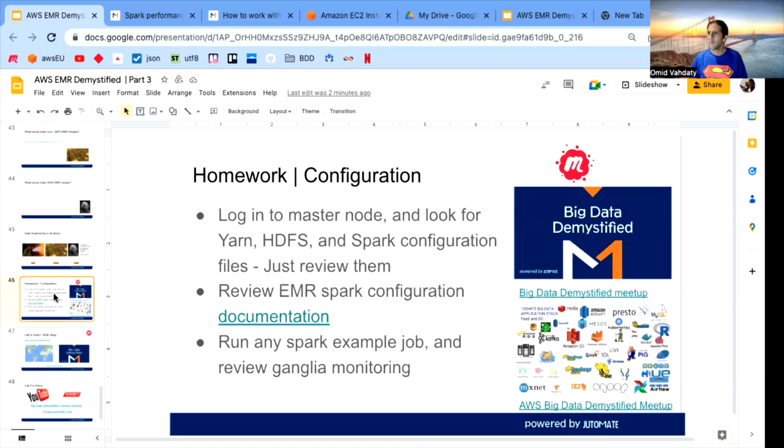You can do some homework should you wish. Log into your master node and look for YARN, HDFS, and Spark configuration files. Just review them. Do not try to change them. Review the EMR Spark configuration documentation, run any Spark example job, and review Ganglia monitoring. That should give you a really good sense of what we discussed here today.